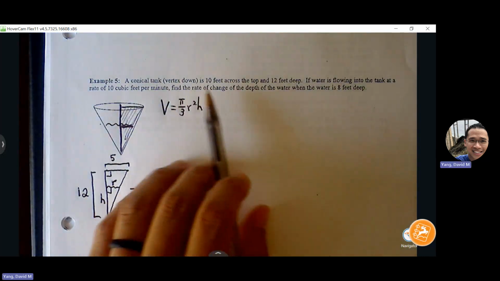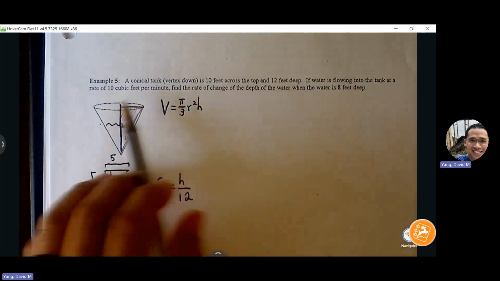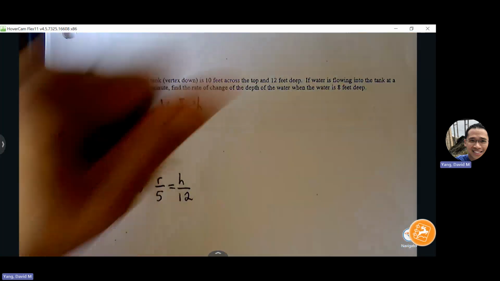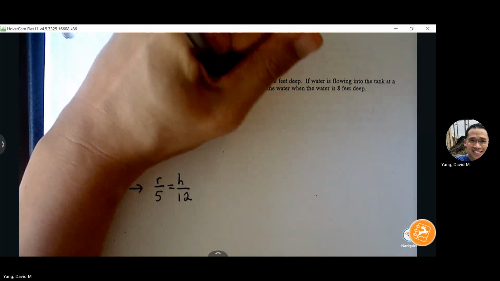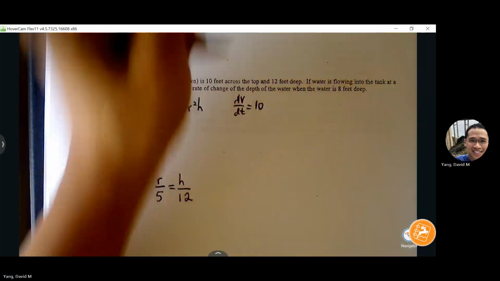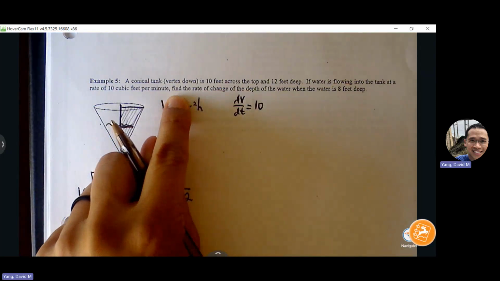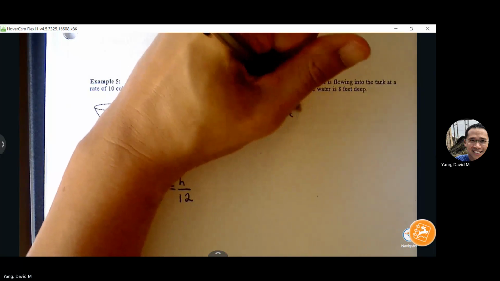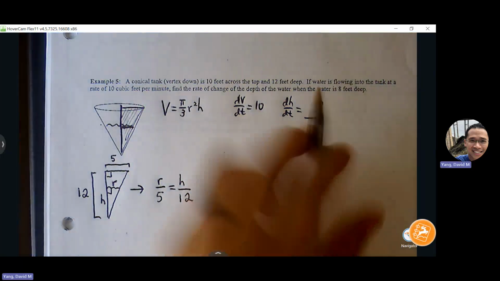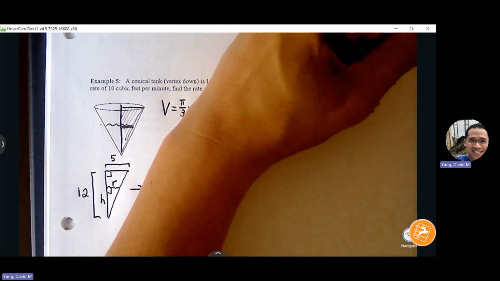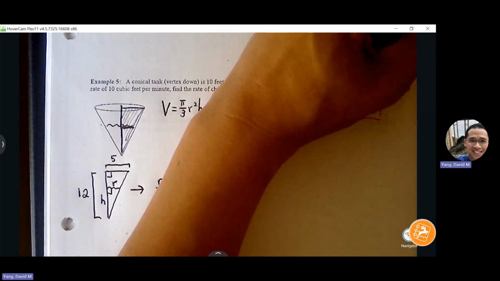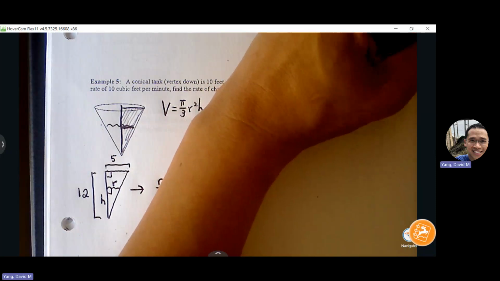Information I can gather from the problem is that water is flowing into the tank at a rate of 10 cubic feet per minute. So I know that dV/dt is a positive 10. I'm looking for the rate of change of the depth of water, so I'm looking for dH/dt when the water is 8 feet deep, when H is 8. But put a star next to this, because we're not going to use this until the appropriate time. Do not touch or use it until the very end.